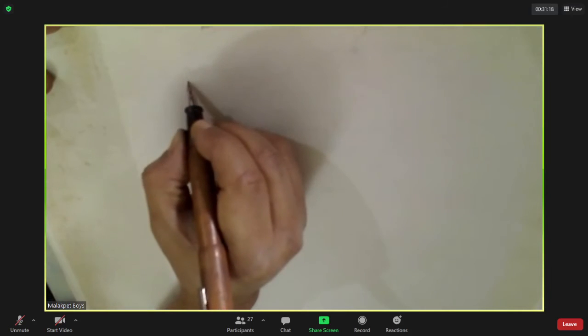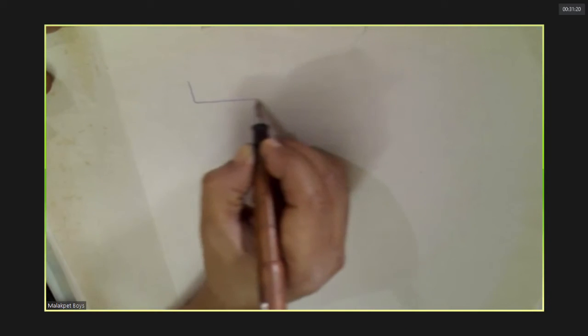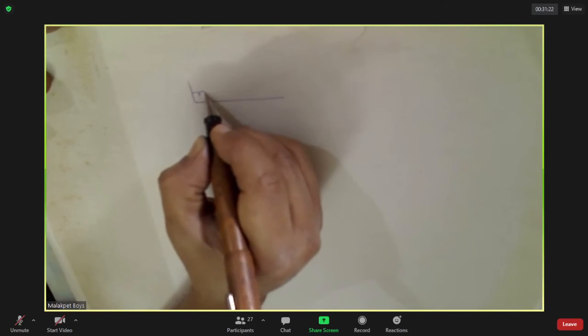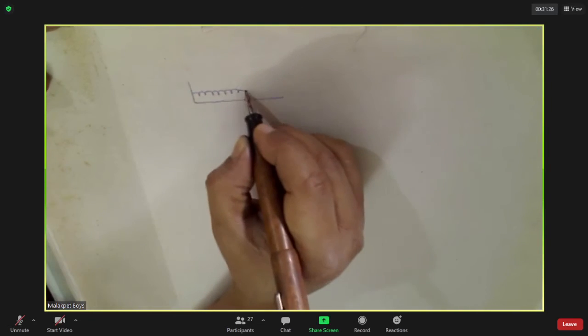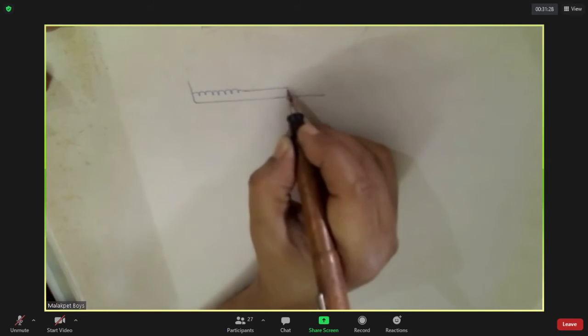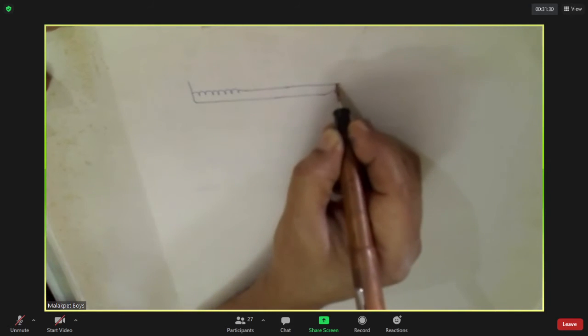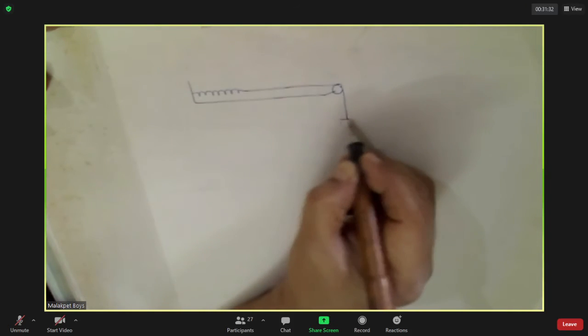So yesterday we were discussing a question, if you can recollect. Yes, sir. I'll just repeat what we are doing. There is a wall here. There is a rope connected like this. This goes onto the pulley. This is the block.